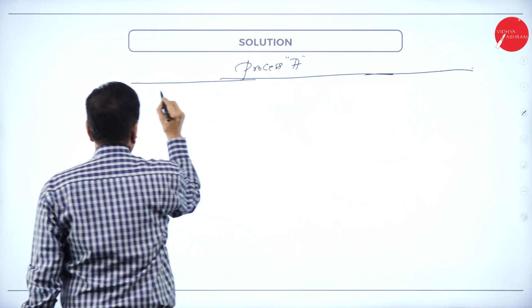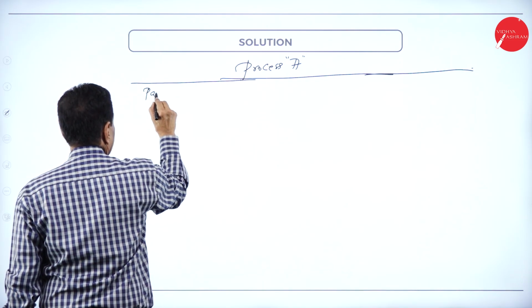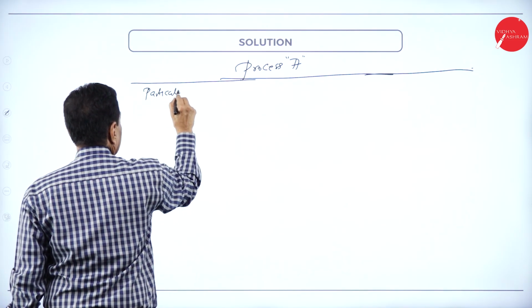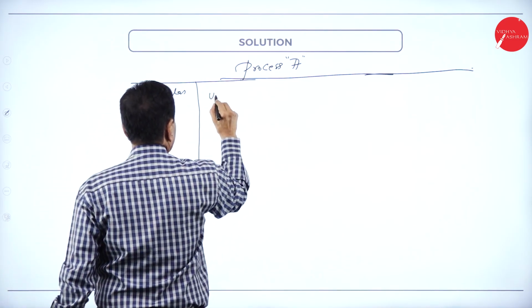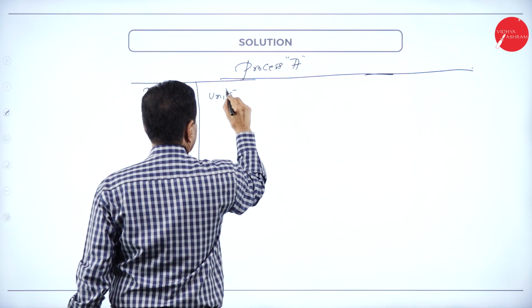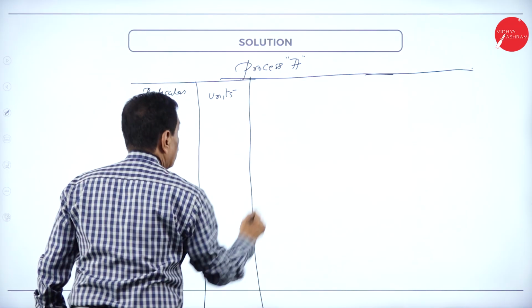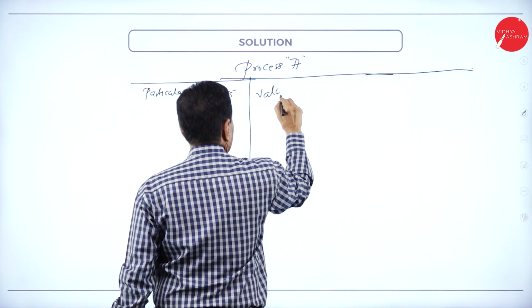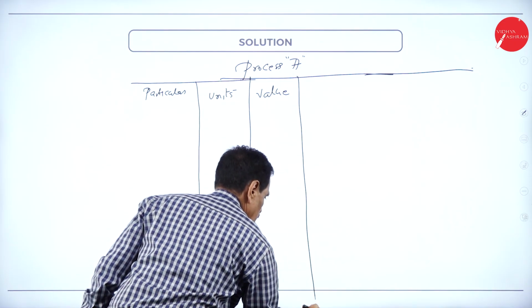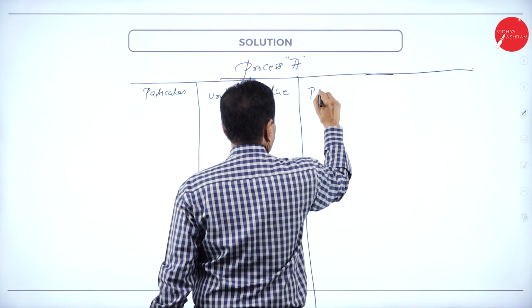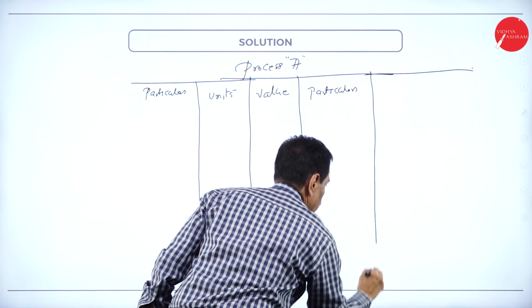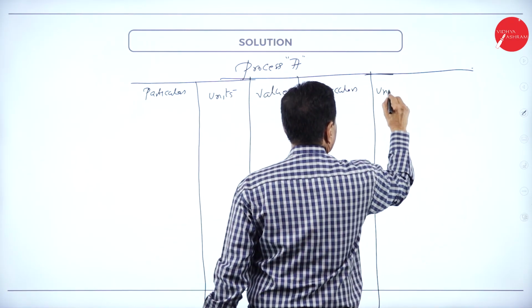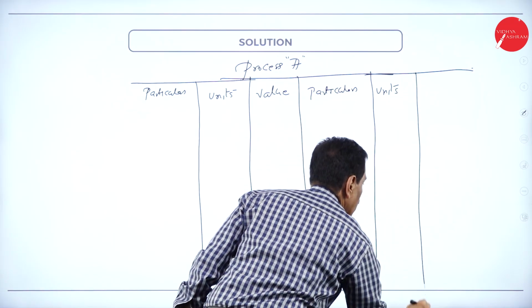You have to write particulars, units or tons, value, particulars, units, value.